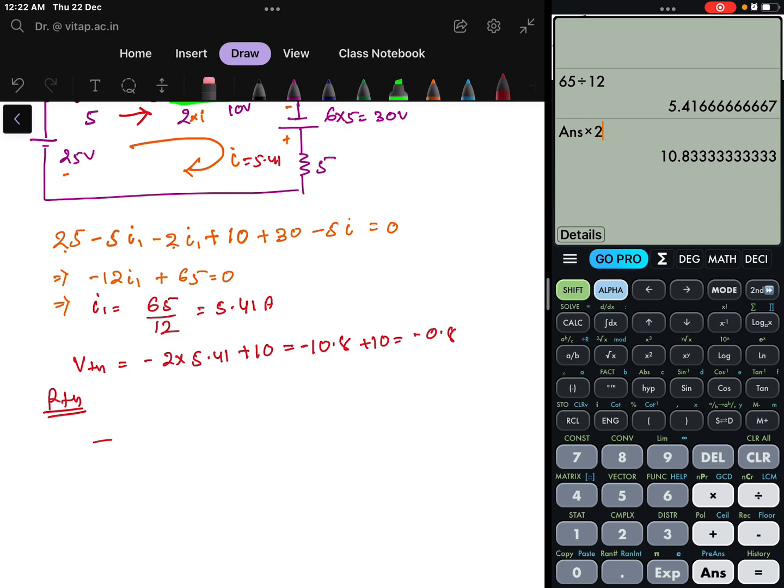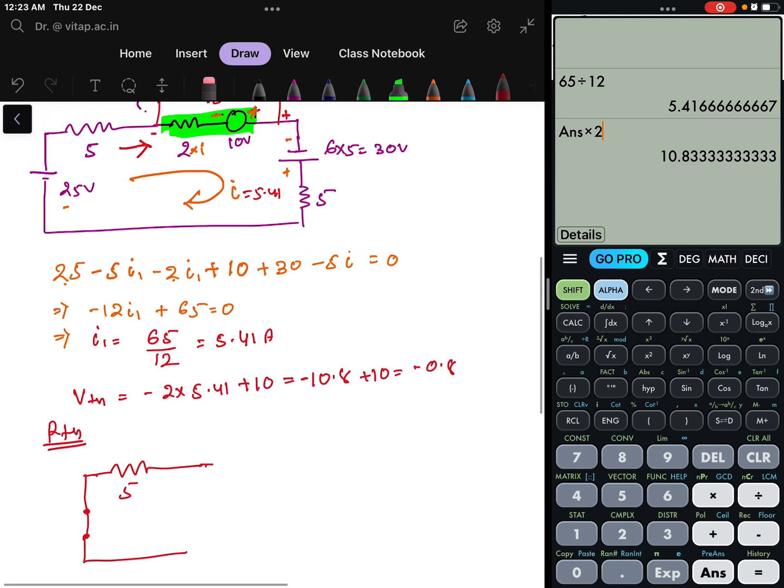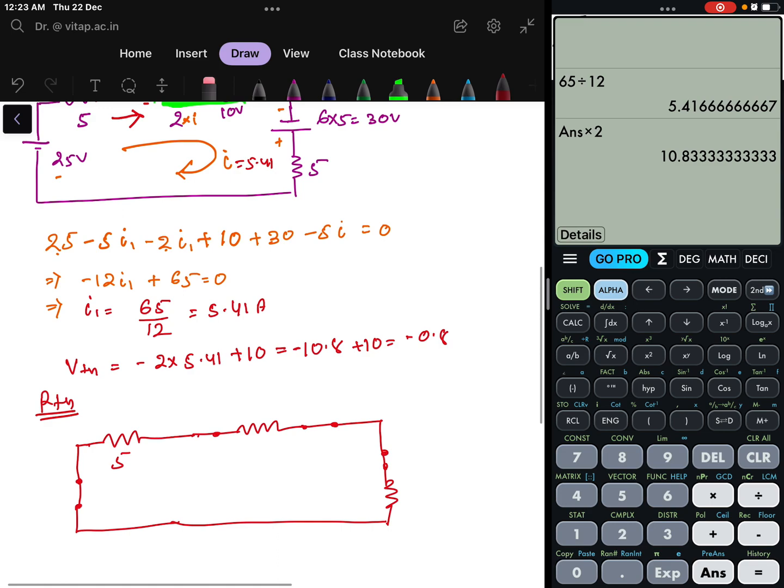So now if I redraw the circuit, here the 5 ohm resistance is there, here the voltage source was there, so it will be short circuited. Here one resistance is there, here one voltage source is there, it will be short circuited. Again one voltage source is there, it will be short circuited. Another resistance is here. So this will be my circuit now. The resistance values are 5, 2 and 5. We have to find the equivalent resistance here, RTH.